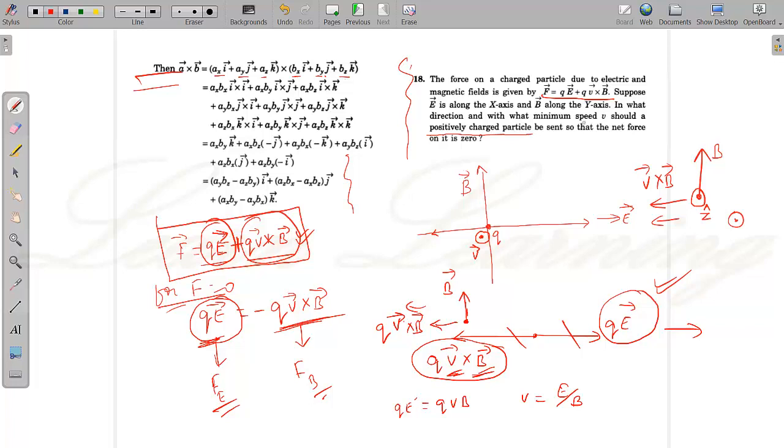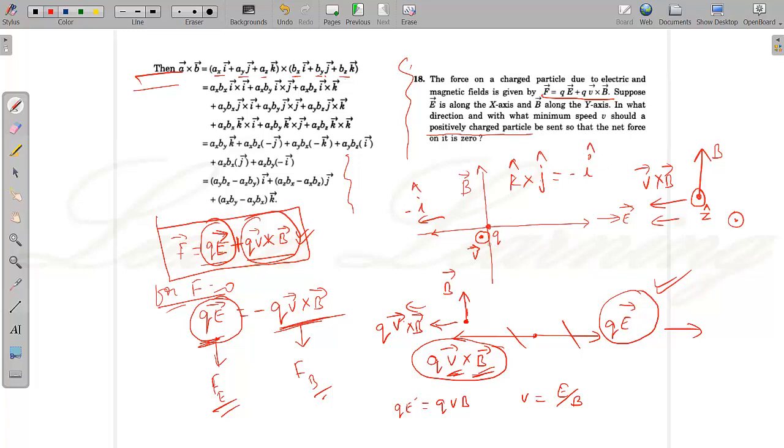This is what the question is asking: in what direction and with what minimum speed V should a positively charged particle be sent so that the net force on it is 0? So the V vector direction will be the z-axis. If you do V cross B, V is along the z-axis, so it will be K. We have just assumed it. So K cross the B vector, which is along J, gives you minus I vector. So this is in this direction.